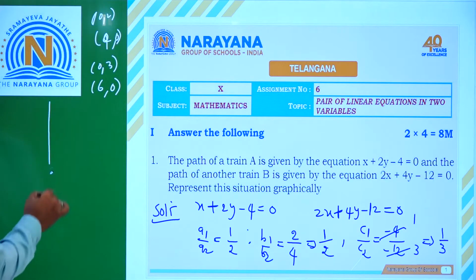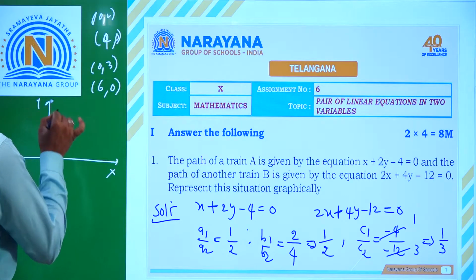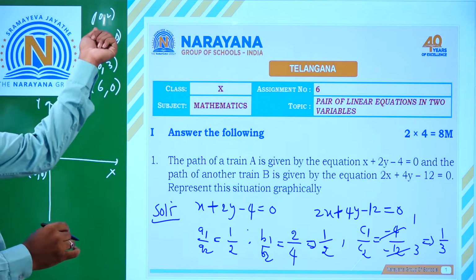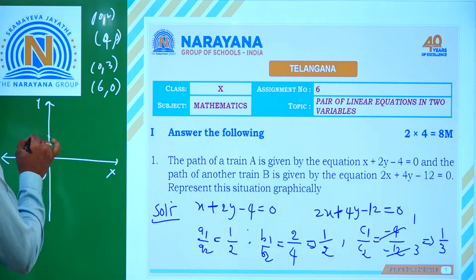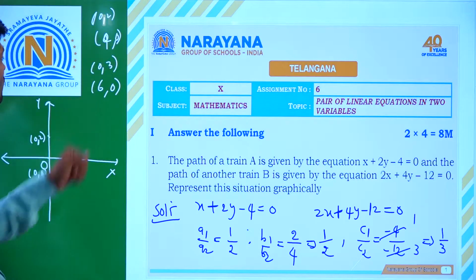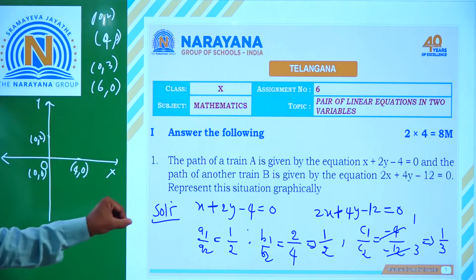Take a coordinate system, x axis and y axis, meeting at O, the origin 0 comma 0. Locate the point 0 comma 2. Next, locate 4 comma 0 also. Now, you have to join these two points.